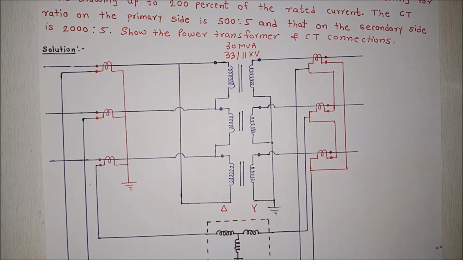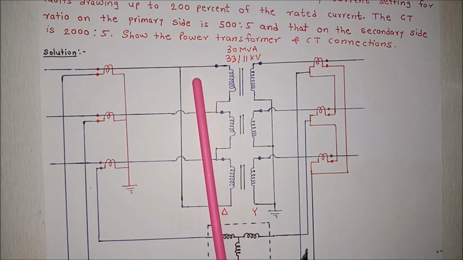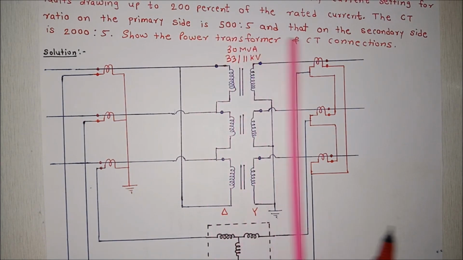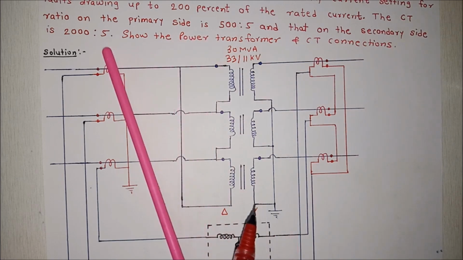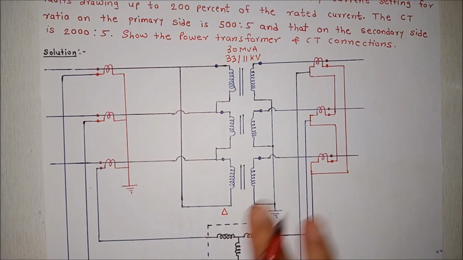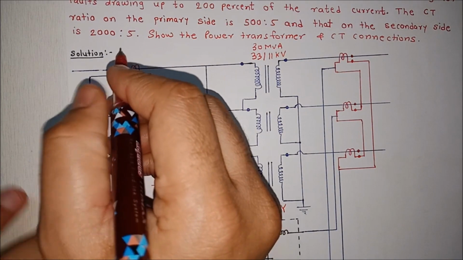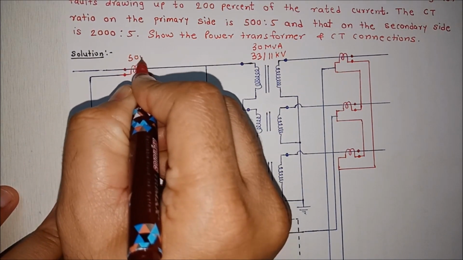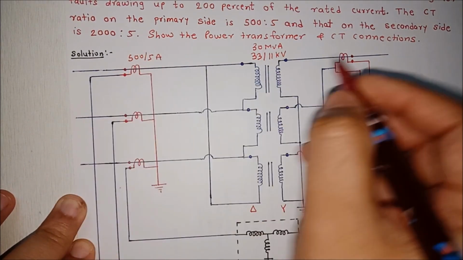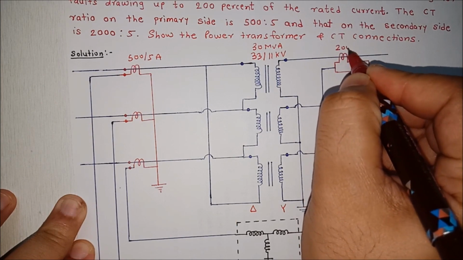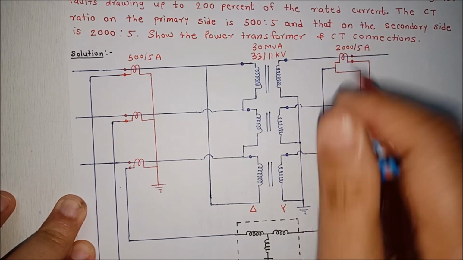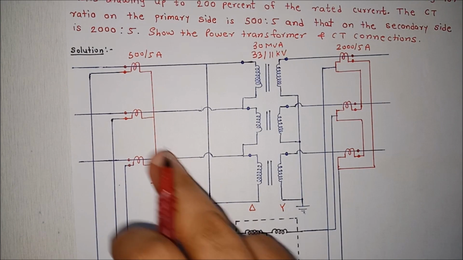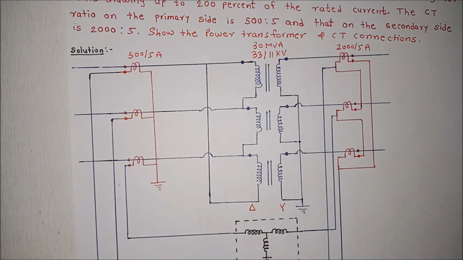Okay. Now here it is mentioned that the CT ratio on the primary side, means this side, is 500:5 and that on the secondary side is 2000:5. So if I indicate the CT ratio, this CT ratio is 500 by 5 ampere and this CT ratio is 2000 by 5 ampere. Okay, similarly this will be 2000 by 5 and this will be 500 by 5 ampere.